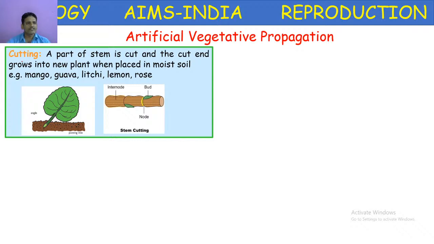Here, the first method, cutting. The name itself is indicating it. We cut a portion of a plant. It may be a stem, it may be a root. A part of the stem is cut, and the cut end grows into a new plant when placed in moist soil. This is called stem cutting.